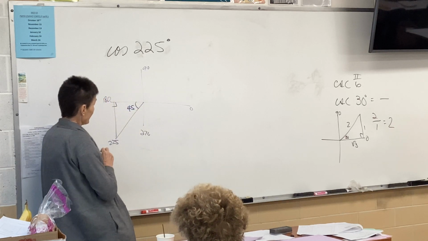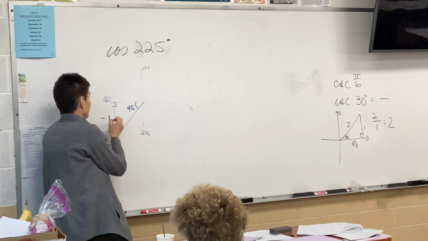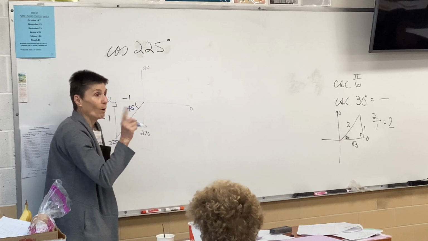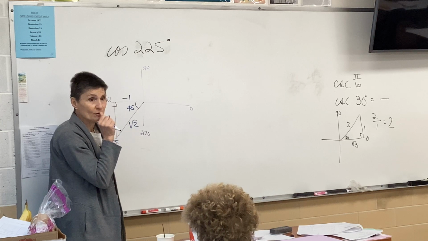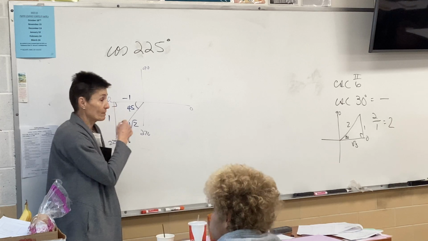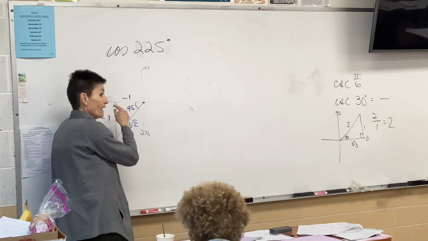All right, what are the sides? -1, -1, square root of 2. Perfect. Now, why are those negatives? Does everybody understand why those are negative? Quadrant 3, left and down. There's the origin. We went left and down.